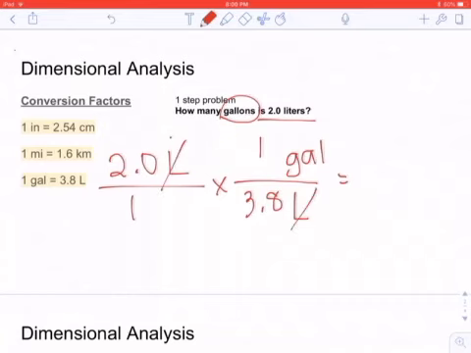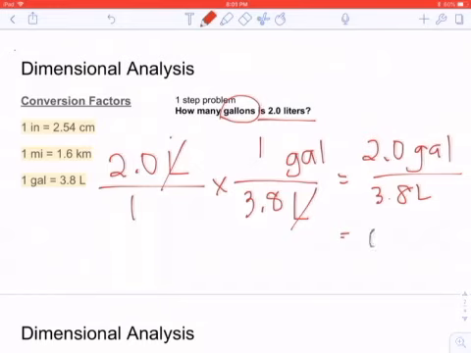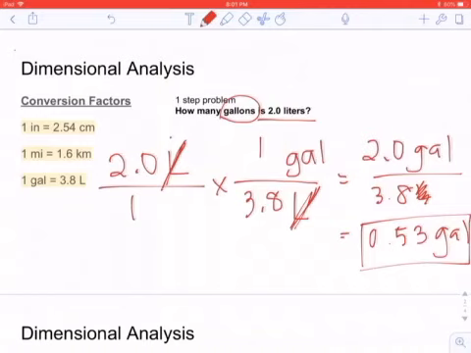I can then cancel out my units. So I have 2.0 gallons over 3.8 liters. Then I use my calculator to do 2.0 divided by 3.8, and that will give me 0.53 gallons. I'm sorry, so this liter actually needs to be canceled out since liters was already canceled out at the top and bottom. So my final answer is 0.53 gallons.